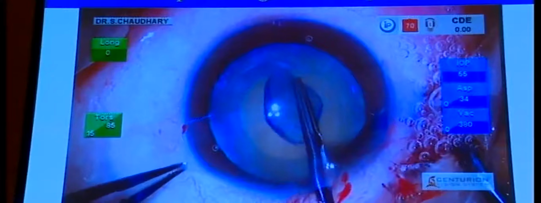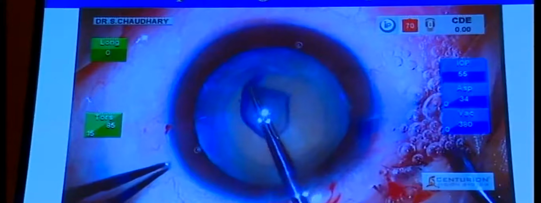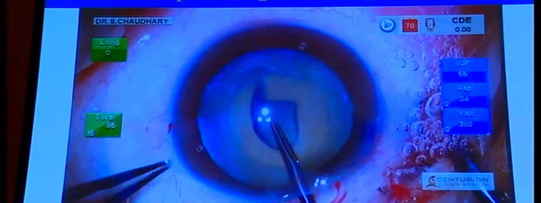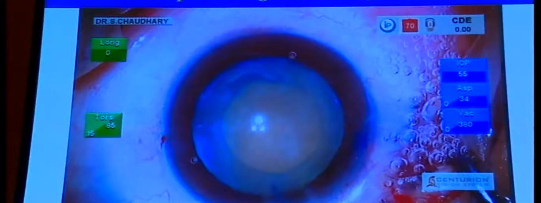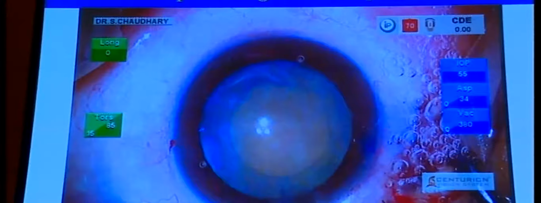So it is not that you always get a 100% free cap. There could be a problem, but this is rare. I just got 2 cases so far in my series of about 200, but it is manageable. Thank you so much.